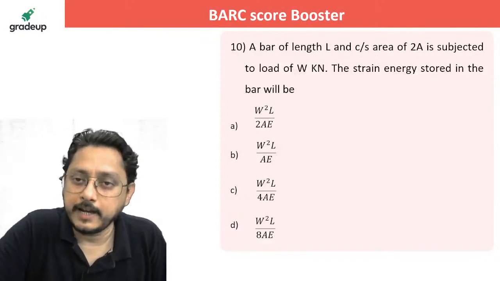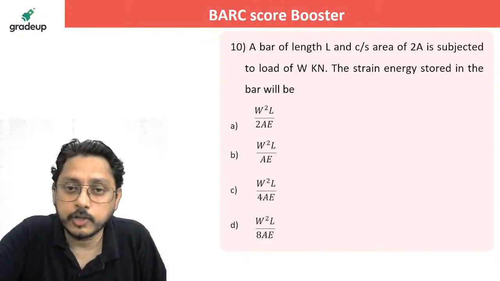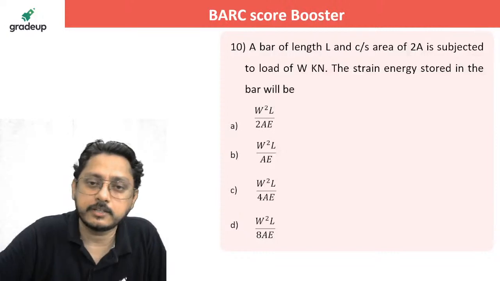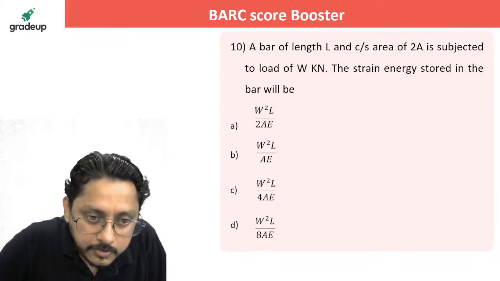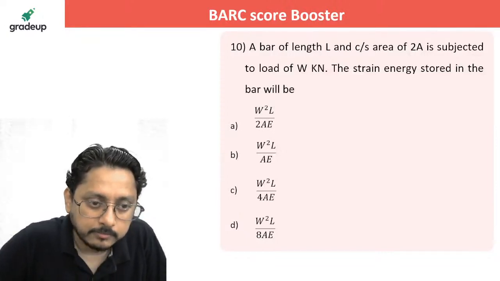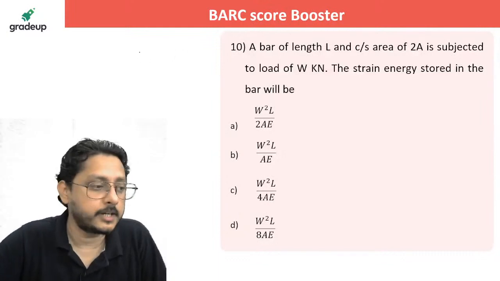A bar of length L and a cross-sectional area of 2A is subjected to a load of W kilonewton. The strain energy stored in the bar will be... What will be the strain energy stored in the bar?